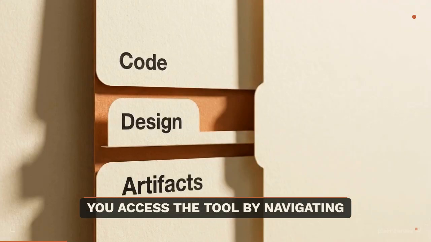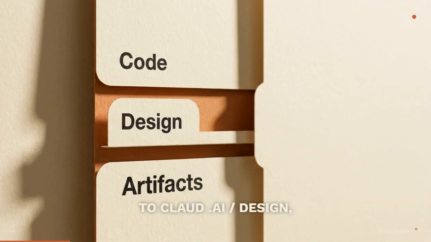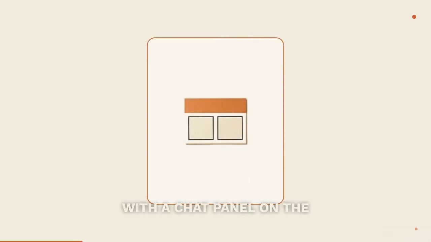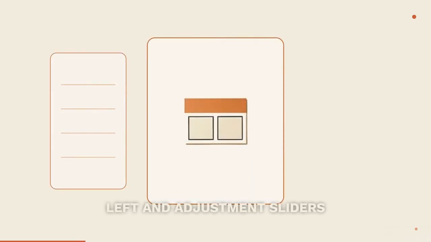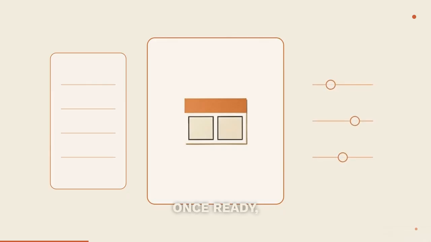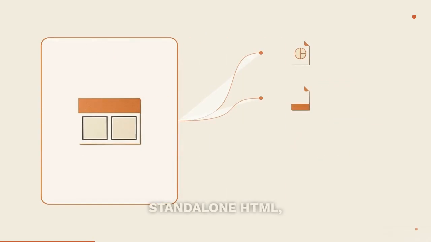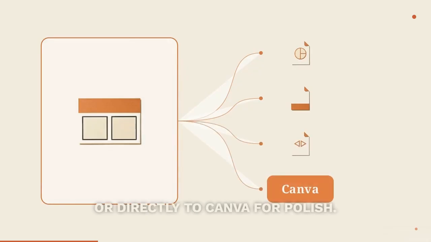You access the tool by navigating to claude.ai/design, or by selecting Design in the sidebar alongside the Code and Artifacts buttons. You work on a central visual canvas with a chat panel on the left and adjustment sliders on the right. Once ready, export it as a PowerPoint file, a PDF, standalone HTML, or directly to Canva for polish.